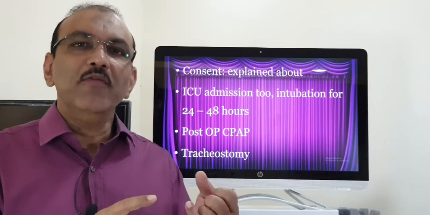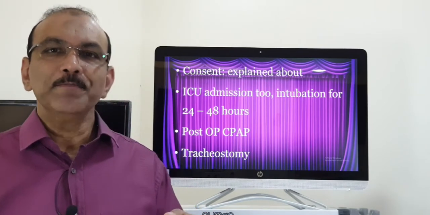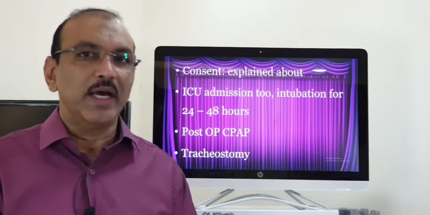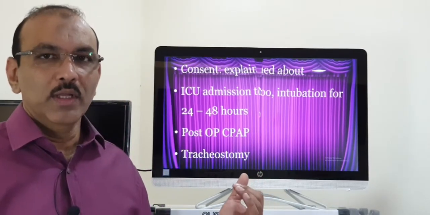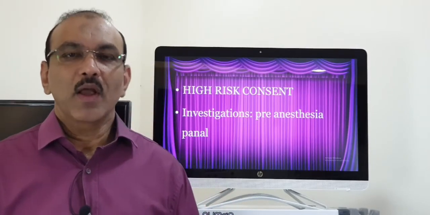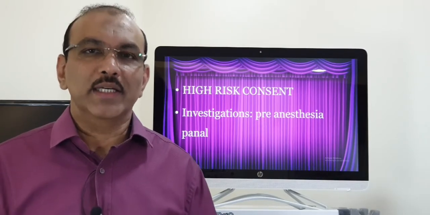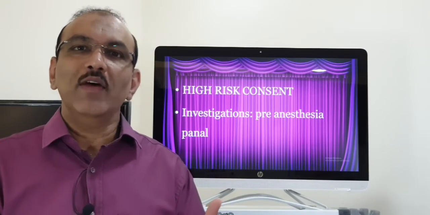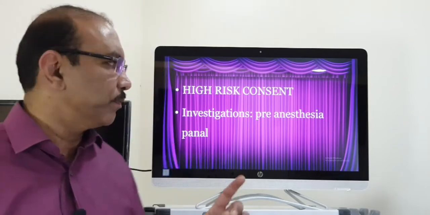So the consent will be for intensive care unit admission postoperatively for 24 to 48 hours. You will be kept connected to the ventilator, the tube will be kept inside for 24 to 48 hours, and maybe we will perform a tracheostomy for you. And after that, the consent will be a high risk consent. Why? All these obese patients have multiple comorbid conditions. They will be diabetic, have uncontrolled hypertension, fluctuating blood sugar levels, and cardiac problems. Because of that, we will take a high risk consent from you.